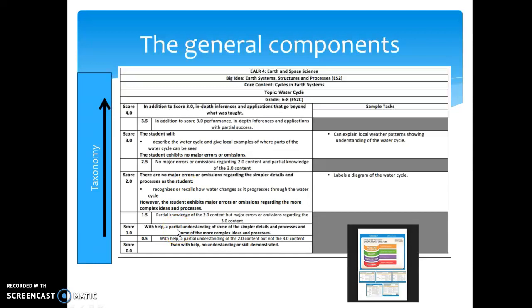So what we should see on a scale is a level 1, a level 2, and a level 3, where you see an ascending complexity of taxonomy. But you want to start with the level 3. You always start with your standard. This standard is describe the water cycle and give local examples of where parts of the water cycle can be seen. That verb, you can't change that verb.